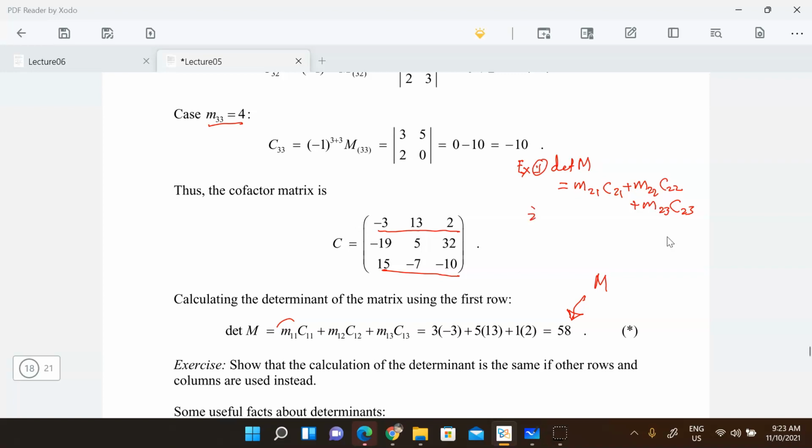See, the other one is to use a column. So let's use a column. In that sense, I will need something like this. Let's use the second column. So I have M12 C12, M22 C22 plus M32 C32. And please try to do this and check that you get the same number. Okay.